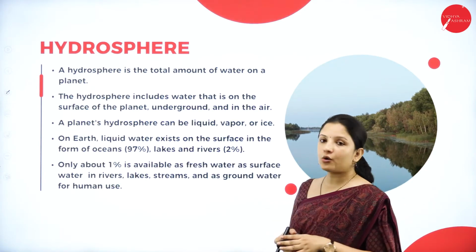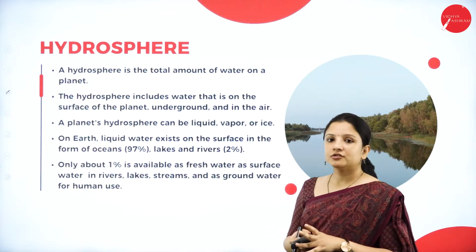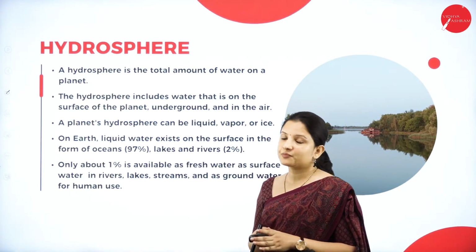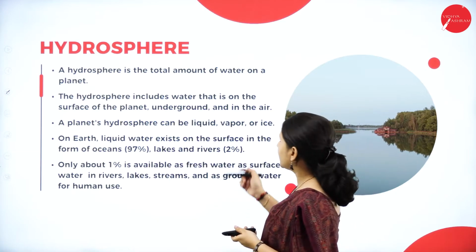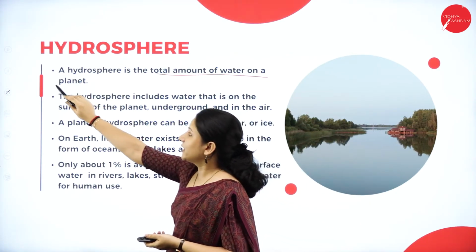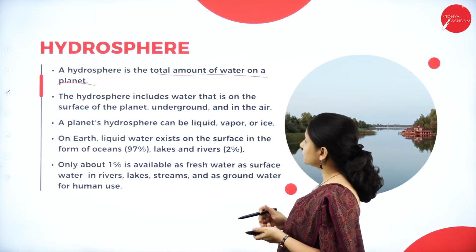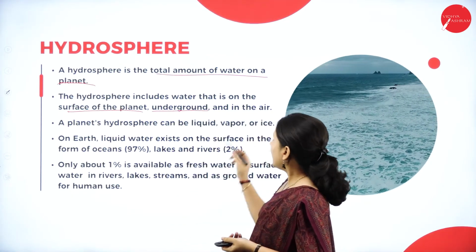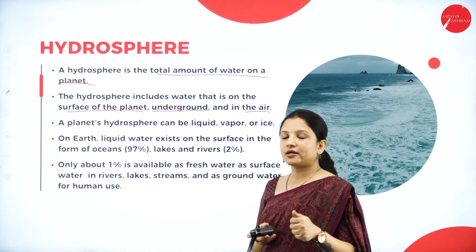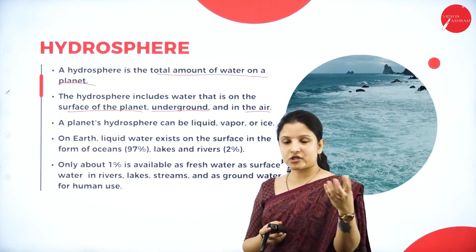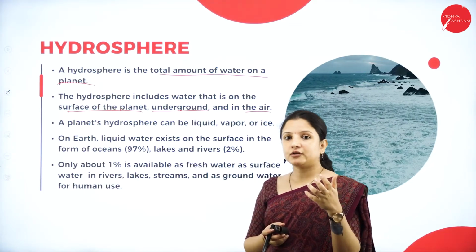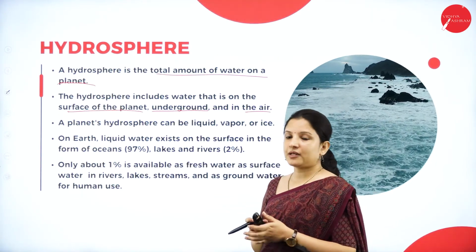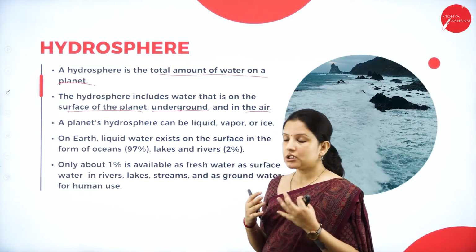So we'll move on to the next component of the Earth, that is the hydrosphere. Hydro means water. So the Earth is surrounded by water. There are a lot of water bodies present on the Earth, right? The hydrosphere is nothing but the total amount of water that is there on a planet. And the hydrosphere includes water that is on the surface of the planet, that is underground, and in the air. So what all types of water are there? Water present in the air in the form of moisture, in the form of humidity, water present underground, that is in the water table, and water present on the surface of the planet. All these constitute the Earth's hydrosphere.